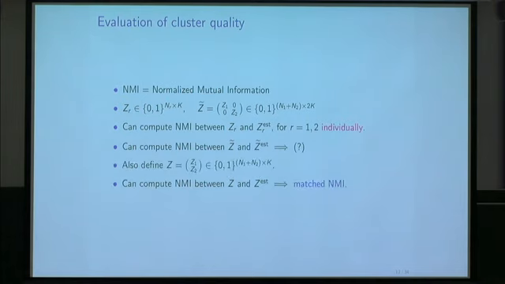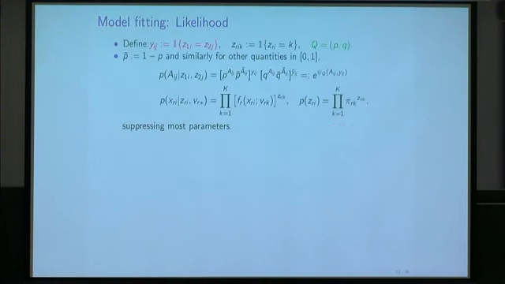So Z, you stack them up together, Z1 on top of Z2, and you do NMI between these. We'll call this matched NMI, because it thinks of the matched community as one giant community, and it measures how well you did the matching too. So I'm going to just skip over this quickly.